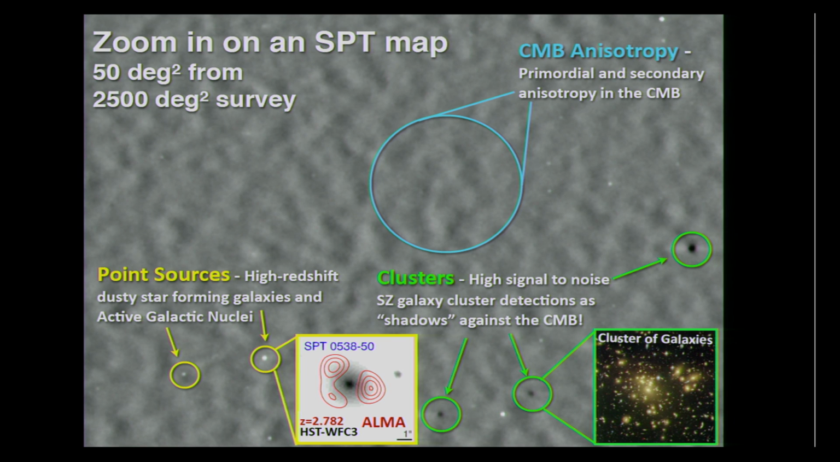This is showing a 50 square degree map from the full 2,500 square degree SPT survey, so about 7 by 7 degrees. All these large-scale fluctuations you're seeing are just primordial CMB anisotropy, the same that Planck and WMAP are detecting. But then the big beam buys you extra resolution at smaller angular scales. Now you can start doing more astronomy, either detecting point sources, which are typically AGN or pretty exciting high-redshift, dust-obscured star-forming galaxies that you can follow up with ALMA, or these characteristic shadows you see in the CMB caused by clusters of galaxies, where the light from the CMB is distorted off the hot gas, and we can look for this shadow to find the most massive distant clusters in the universe.